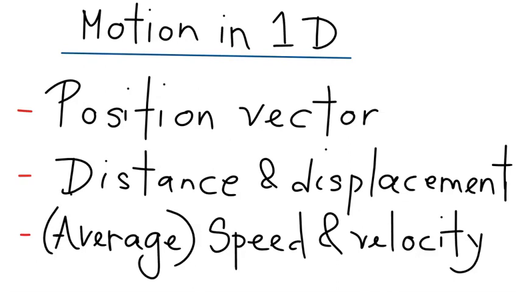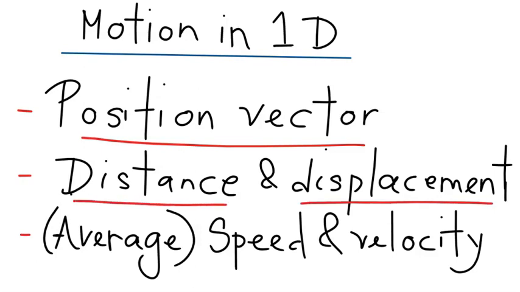In this video, we will talk about motion of objects in one dimension. We will explain position vectors, the difference between distance and displacement, and the difference between average speed and average velocity. In particular, we will learn to define and calculate these physical quantities from solved examples. So let's begin.